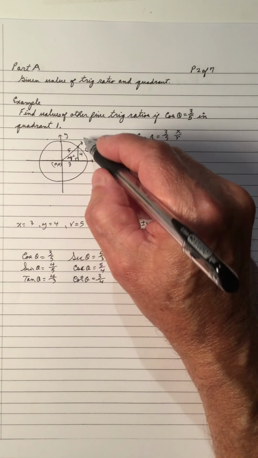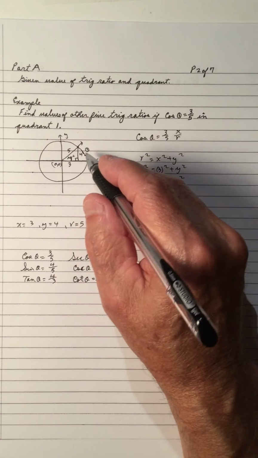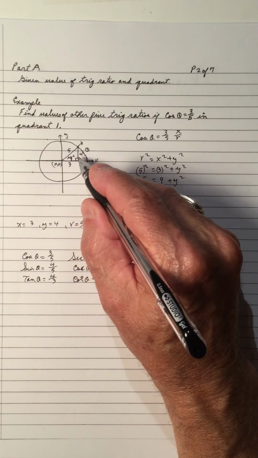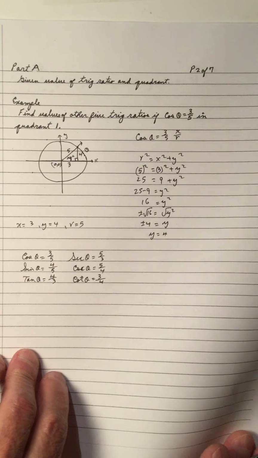Just want to mention that this is the rotation for theta. And notice, again, it's in first quadrant, so x's and y's are all positives. Okay, there's one done as an example.